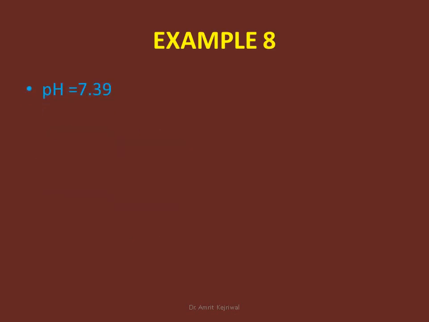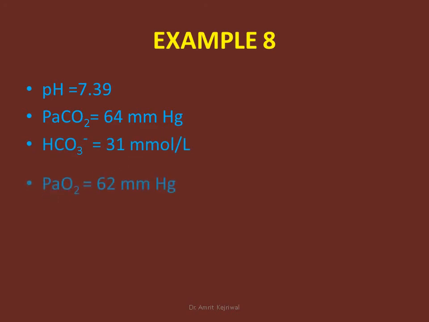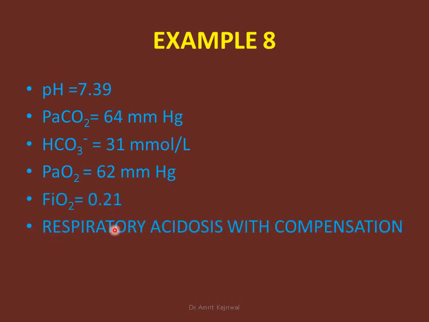Example 8. pH is 7.39. These are the most dangerous kinds of ABGs in which the pH is in the normal range. PaCO2 is increased, so it goes in favor of respiratory acidosis. Bicarb has also increased, 31. PO2 is 62 millimeters of mercury, FiO2 is 21%. So it's respiratory acidosis with compensation.